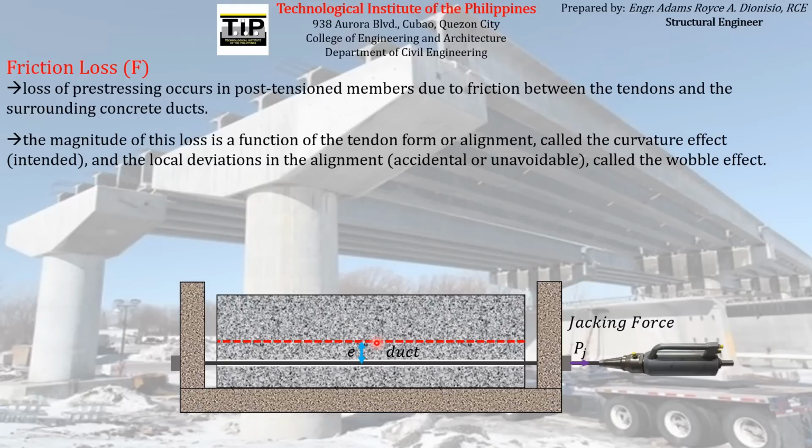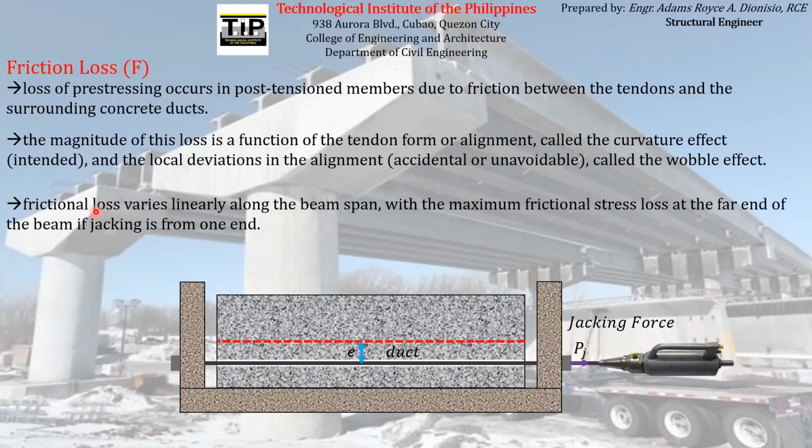So again, the frictional loss varies linearly along the span of the concrete element, with the maximum frictional stress loss at the far end of the beam if jacking is from one end. So the frictional loss is varying linearly along the span of the beam, with the maximum value acting at the far end from the jacking end, if jacking is done from one end.